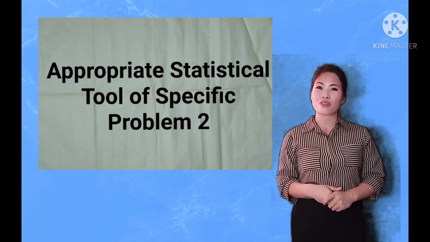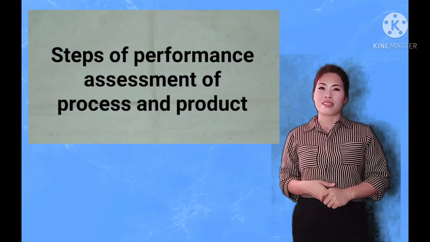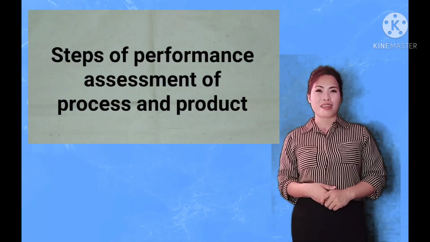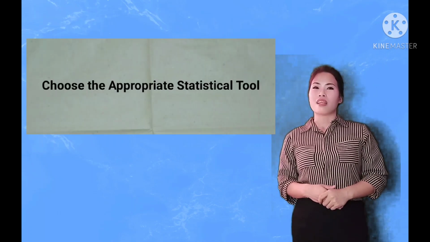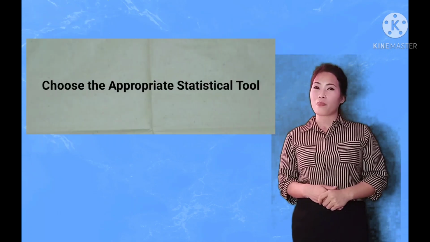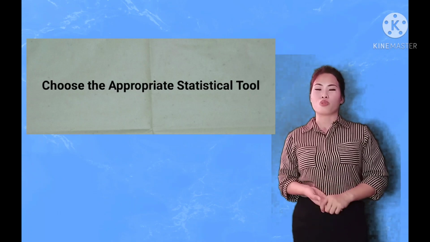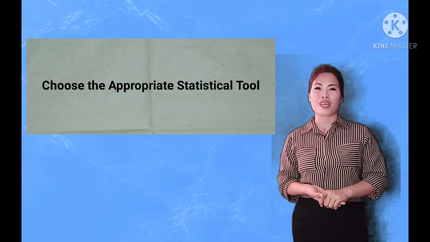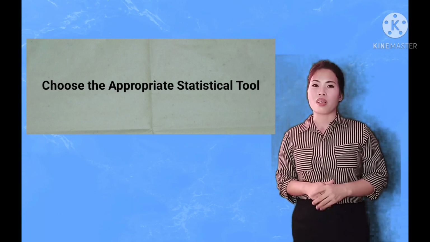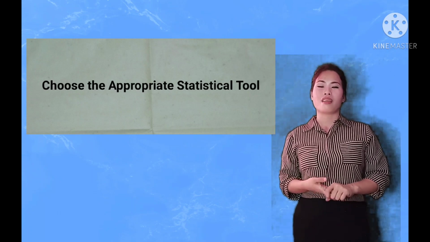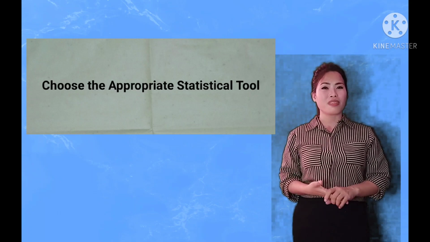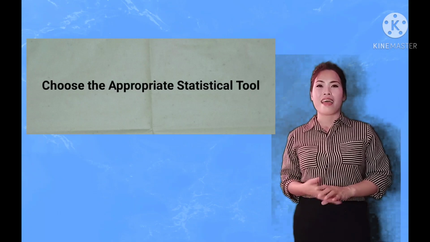So, the last reporter should discuss the steps of performance assessment of process and product. It has 5 steps. The last step is to choose the appropriate statistical tool. Why do you think we need to choose an appropriate statistical tool? We need to choose an appropriate statistical tool so that our results and interpretations are all valid and exact.